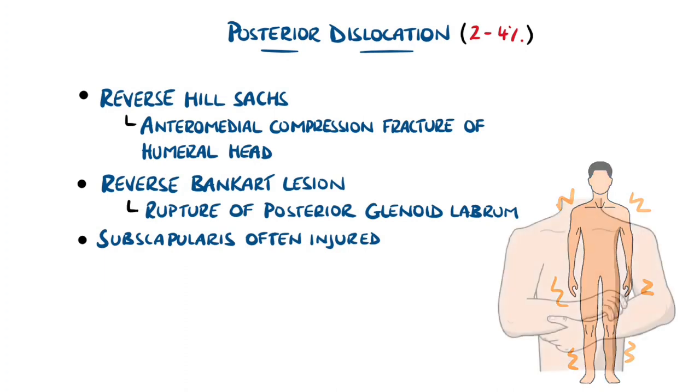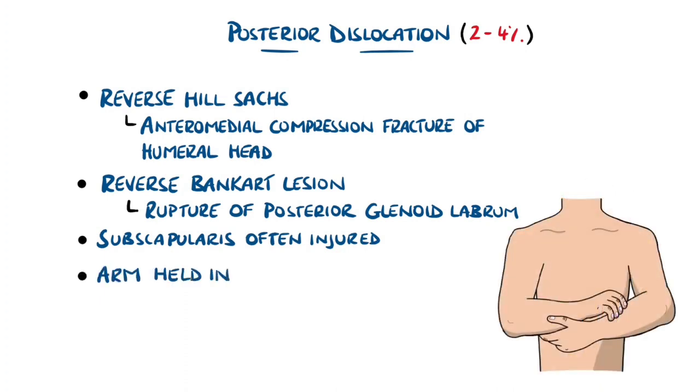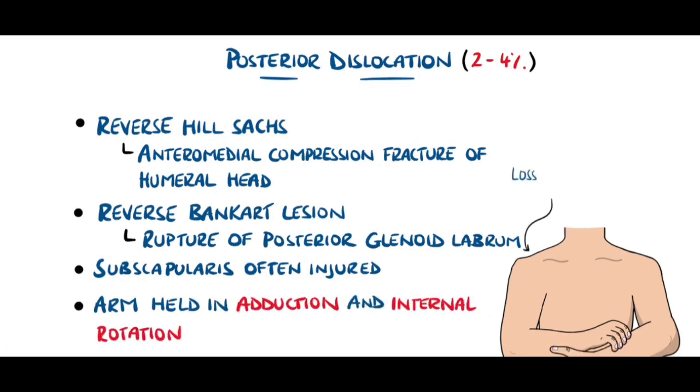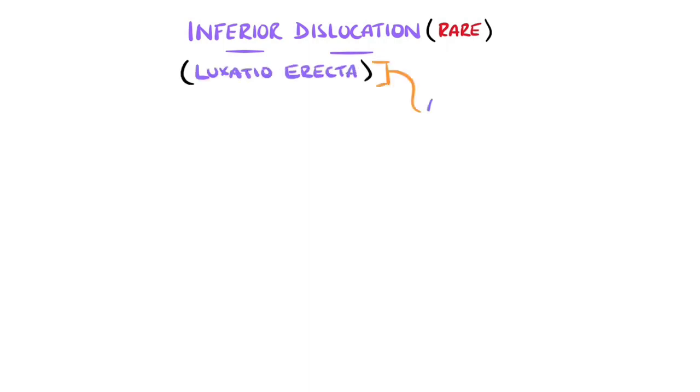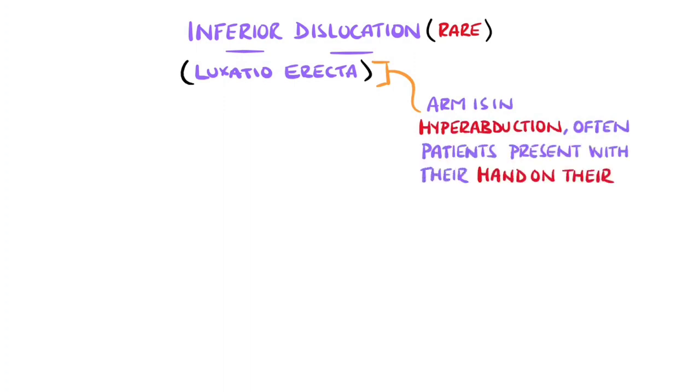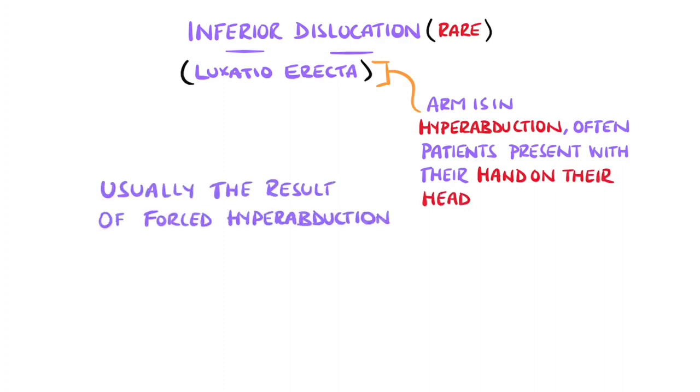The arm is typically held in internal rotation and adduction, with difficulty in external rotation in particular. The loss of the contour is possible, but not as frequent as in anterior dislocations, and neurovascular complications are not as common. Inferior dislocation is rare, happening in less than 1% of cases. It is also called luxatio erecta because the arm is usually held upwards in abduction, often presenting with the patient placing their hand on their head. It is most commonly the result of forced hyperabduction.